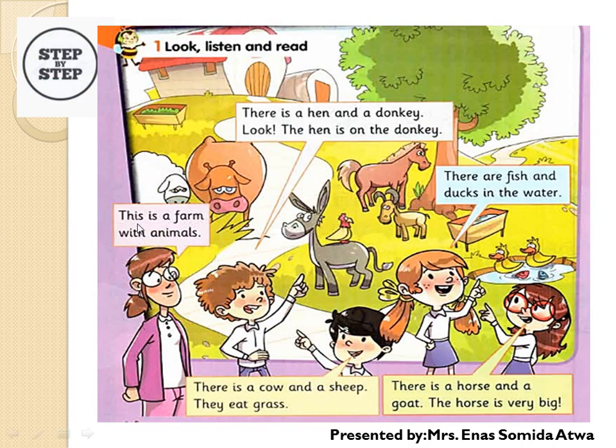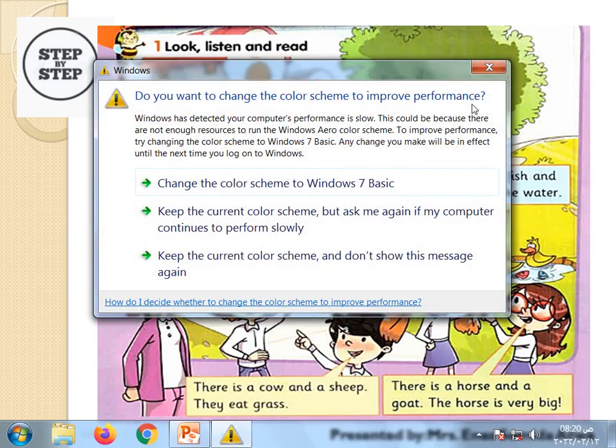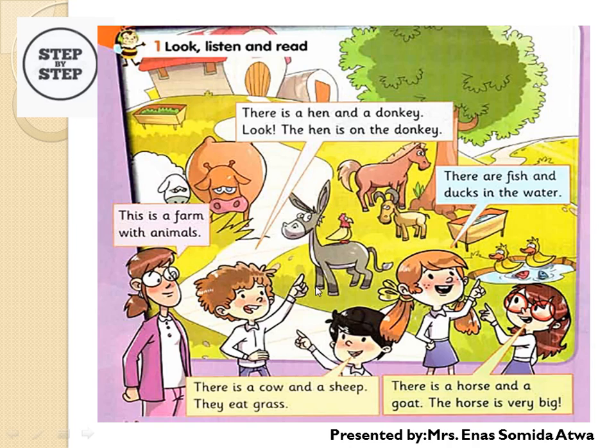Miss منى بتقول لهم يا ولاد This is a farm with animals. يعني دي مزرعة فيها حيوانات. الولد بيقول ايه There is a hen and a donkey. Hen دجاجة. And a donkey. Donkey حمار. Look, the hen is on the donkey.